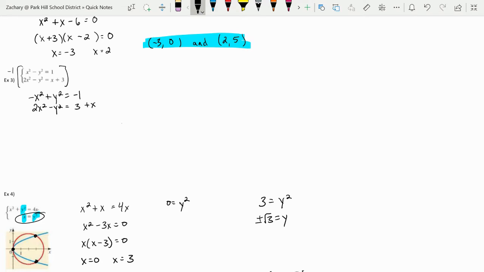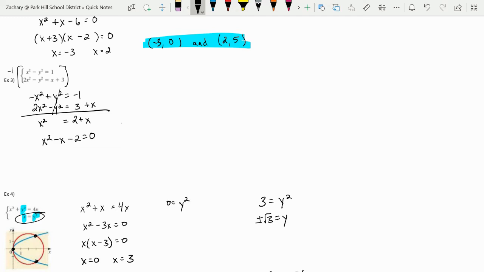And then when you add these together, the y squareds will go away. So this gives you x squared. Those are gone, they add to 0. And then 3 and x. Sorry, not 3, but 2. 2 plus x. I just flipped the order there so those would line up. And now this is x squared, so I can set this equal to 0.